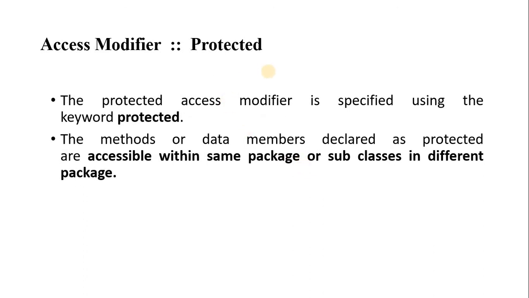Protected access specifier. Protected means it can be accessed within the inheritance relationship. Of course, we are going to discuss that in the next chapters. A protected member will be accessible within a package or in the subclasses of different packages. So this is actually used at the inheritance level.